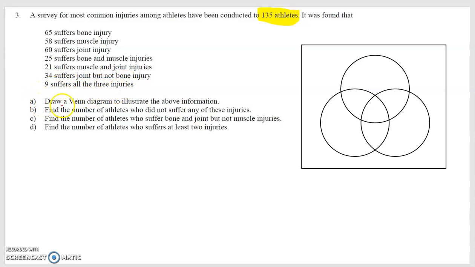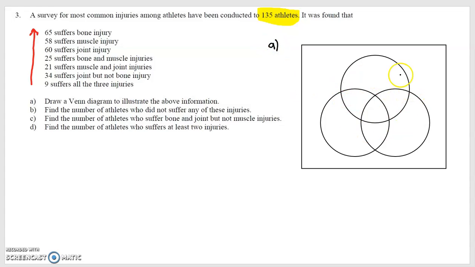So question A, draw a Venn diagram to illustrate the above information. As we all know, we will start from the bottom up to the top. So again you have to remember that we will start the information from the bottom until the top. Kita akan mula daripada bawah sehingga ke atas. So you have to draw a Venn diagram. So this is the answer for question A.